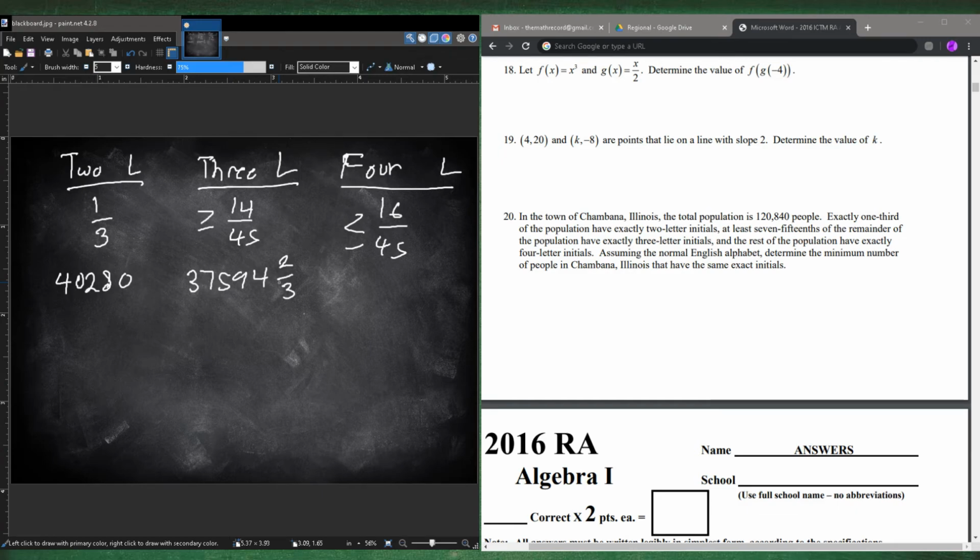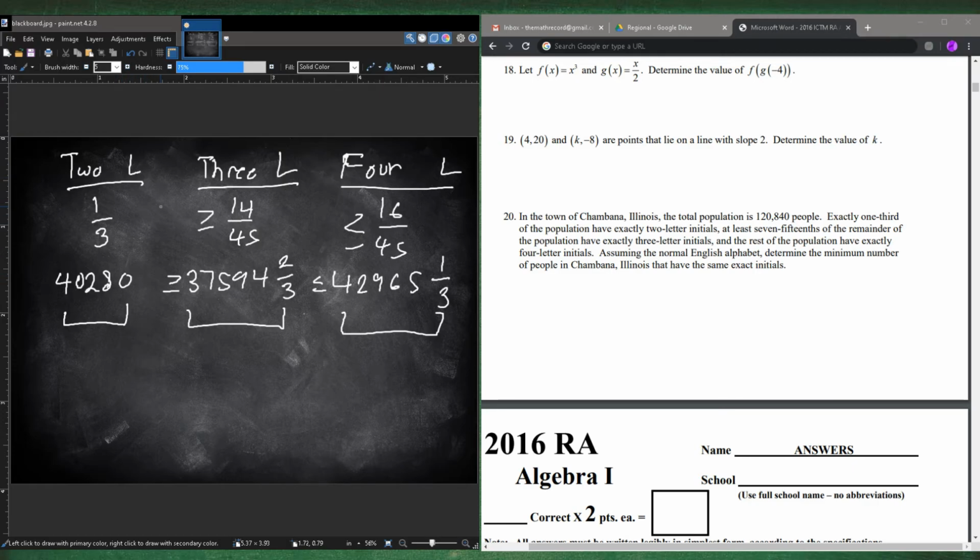Okay, so now we have 120,840 times 16 divided by 45, which is equal to 42,965 and 1/3. So this is the amount of people for each one. So it's greater than or equal to this and less than or equal to this, right? So what's the maximum amount of people? What's the maximum amount of combinations with just two letters? That's just 26 times 26.